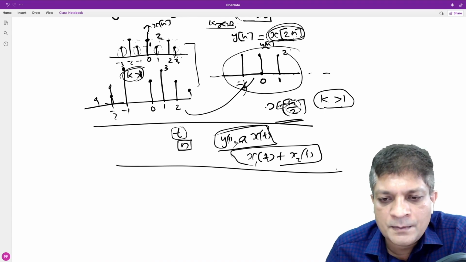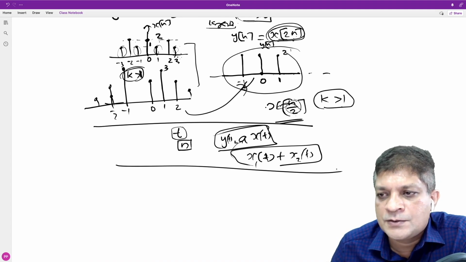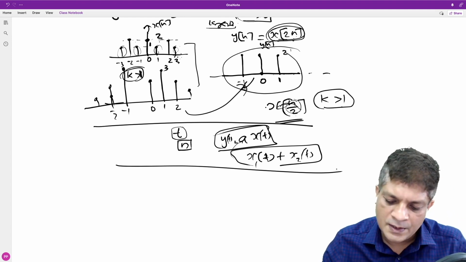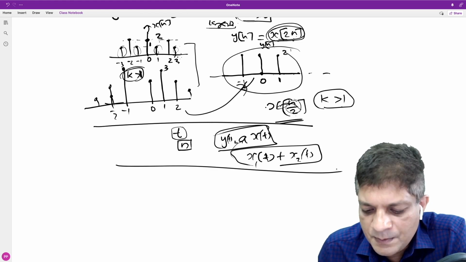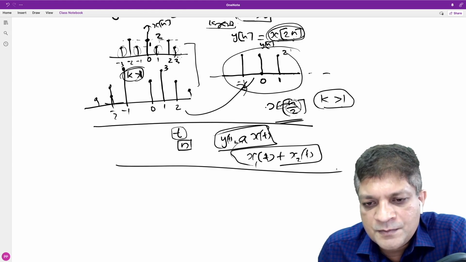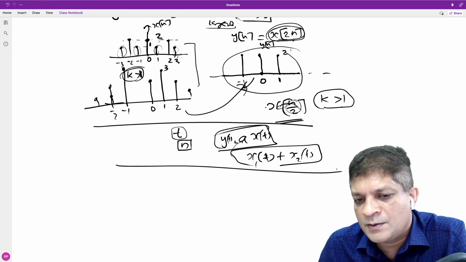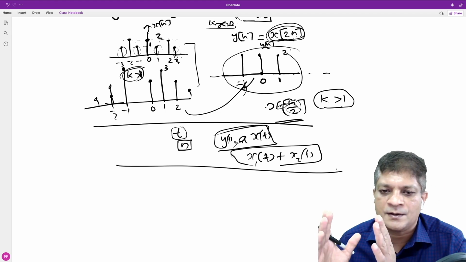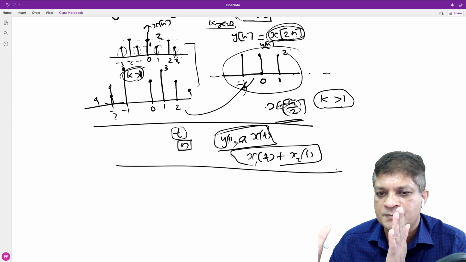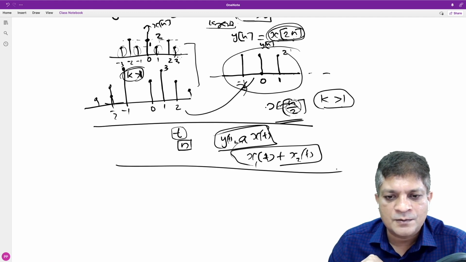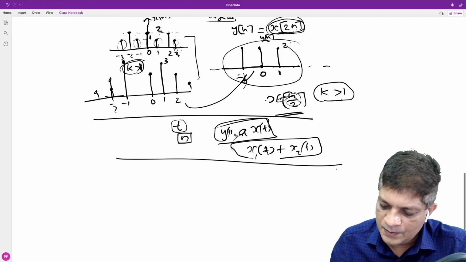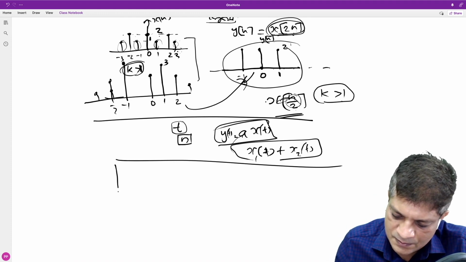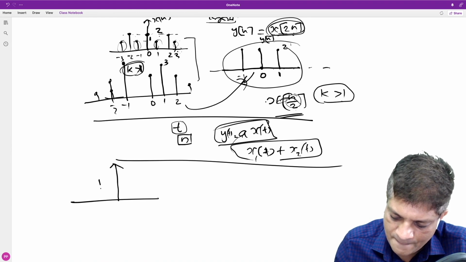Now let's see what happens if there is a combination of these operations. Regarding these basic operations, one thing you have to keep in mind is that the amplitude of the signal will remain the same. It won't affect the amplitude. Particularly this time scaling operation either squeezes the signal or expands it. So now let us consider an example of a combination of these operations. Let's say this is a signal x(t).